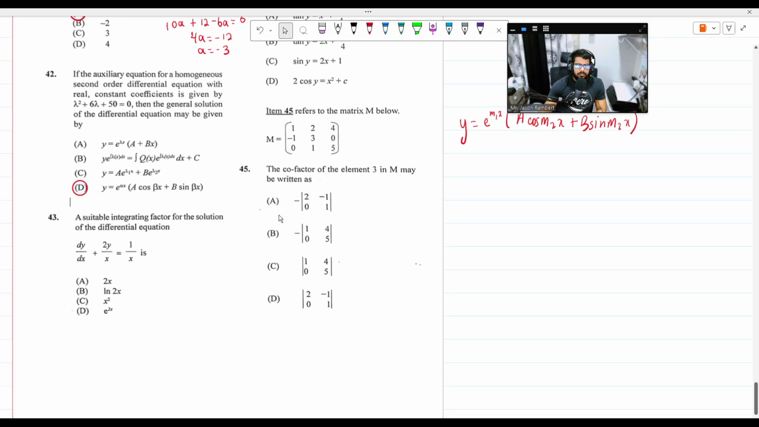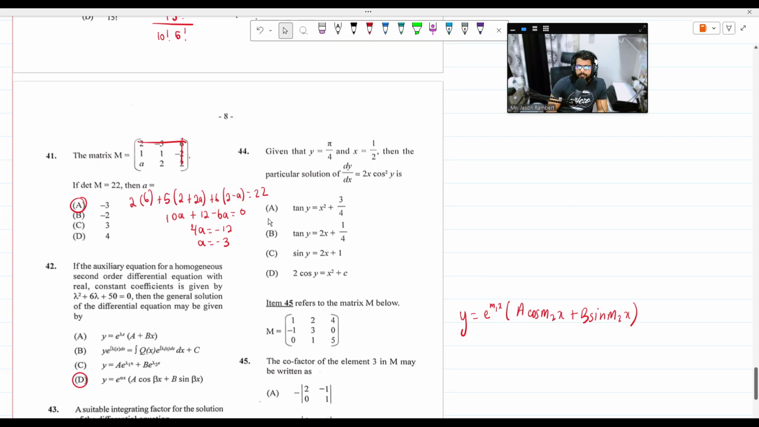A suitable integrating factor. The same mistake I made last year, I'm not going to make this year. It's going to be e to the integral of 2 over x dx. When I do integrating, this is going to be 2 ln modulus of x. Move this on top, which is ln x squared. So e to the ln x squared, the e and the ln cancel off, and x squared is going to be my integrating factor.